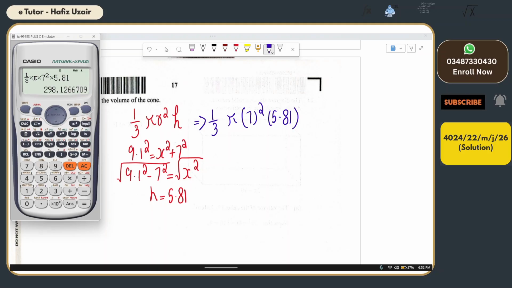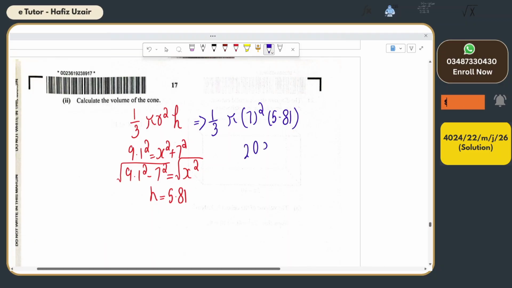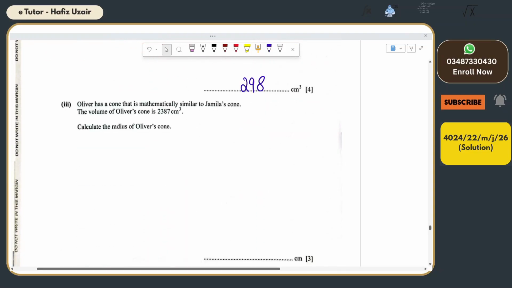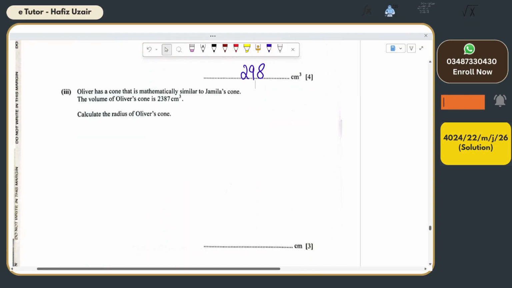So this comes out to 298.1. So up to three significant figures, the answer will be 298. So the answer will be 298 centimeters cubed. Hopefully you understand this question. Okay, so let's find out the next part.